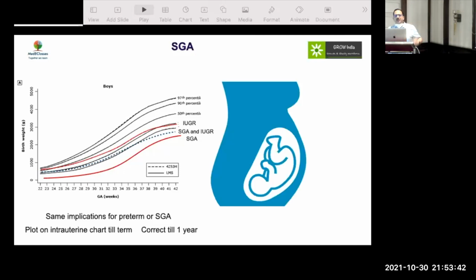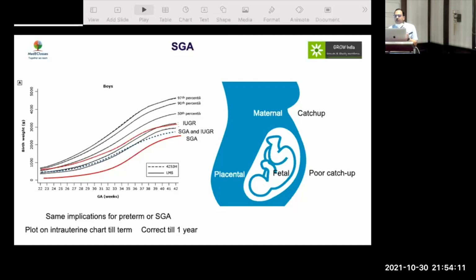Now, what causes SGA? The problem could be in the mother. It could be malnutrition, it could be anemia, it could be PIH, it could be diabetes, it could be placental problems, particularly eclampsia. If there is a maternal or placental problem, the baby is living in a bad environment. As soon as the baby comes out, growth becomes normal. So there is a rapid catch-up. But if there is an intrinsic fetal problem, the catch-up will be poor.